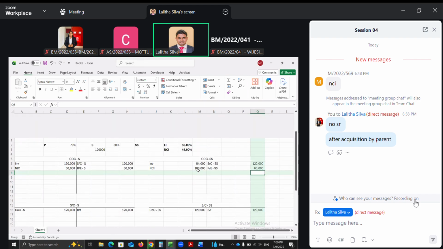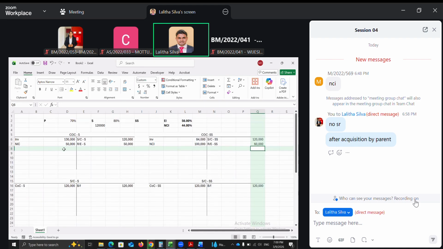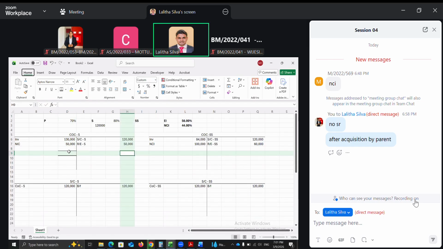Okay, now we have the investment in CI on the debit hand side and the stated capital and the retained earnings on the credit side. Now we can compare and calculate the goodwill or the gain on bargain purchase. Quickly calculate the goodwill or the gain on bargain purchase of these two investments.